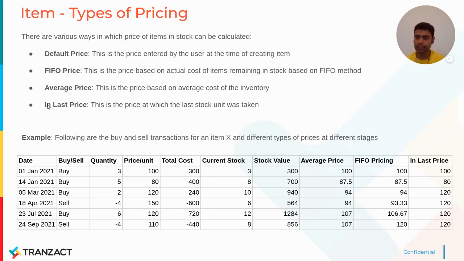And finally, the in-last price. So in-last price is essentially the price at which you last bought the item. So at every stage, we just check what was the last buying price. That is called the in-last price. So I would suggest you go through this table and at every stage calculate the average price, FIFO price and in-last price and see whether you are getting the same answer or not. Because this is sometimes a bit tricky and people get confused a lot.